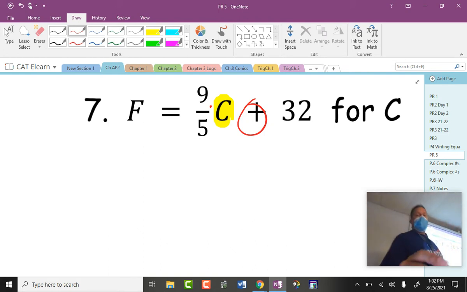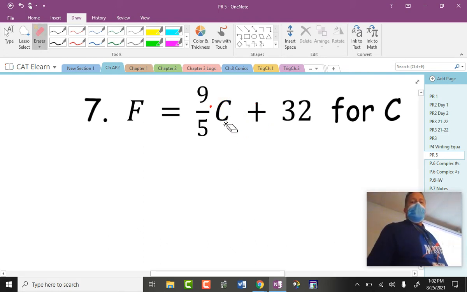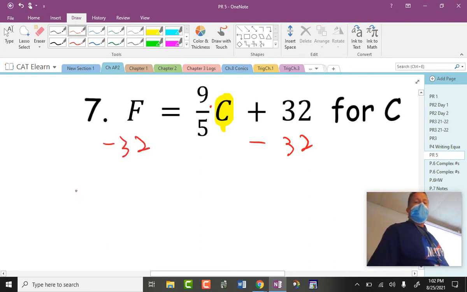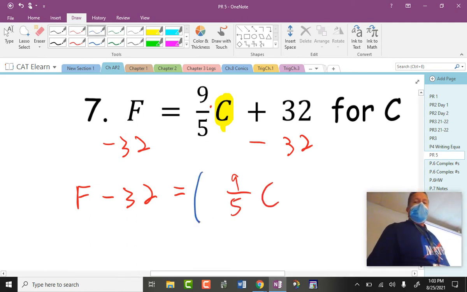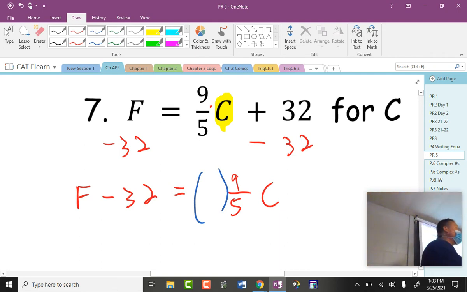So what should you really do? Undo the addition first by subtraction. And then actually, I said something that I'm not going to do. I'm not going to divide by 9/5 because a lot of students don't know how to do that. Like, what am I going to multiply this by to get rid of the 9/5? Raise your hand if you know. And everyone should know, yes.